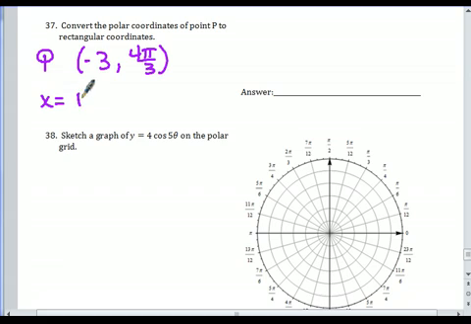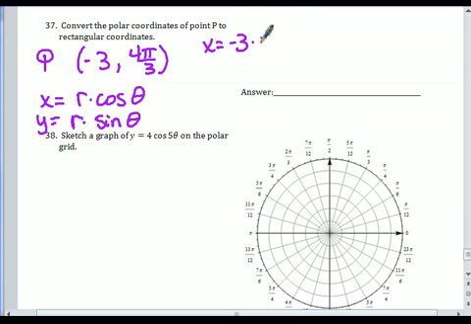X is equal to r times cosine theta, and y is equal to r times sine theta. So x is going to be equal to -3 times cosine of 4 pi over 3, and y is going to be equal to -3 times sine of 4 pi over 3. And there's two ways that you could give me these answers.